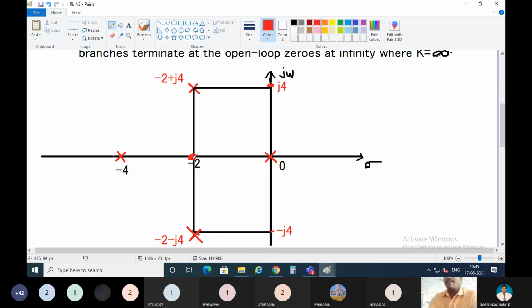Exactly 45 degrees. How to draw 45 degrees? Actually this is 90 degrees. Exactly half of this is 45 degrees. So the angle of asymptotes I draw with blue ink. So theta 1 exactly I can write.